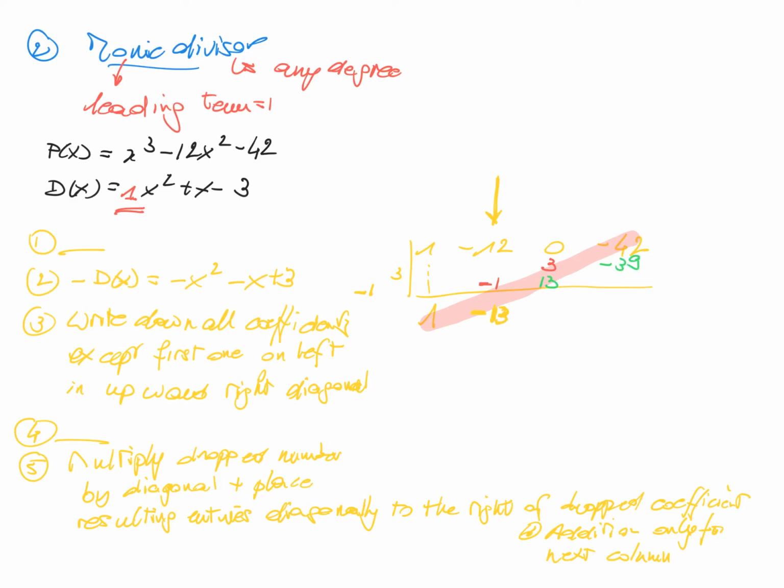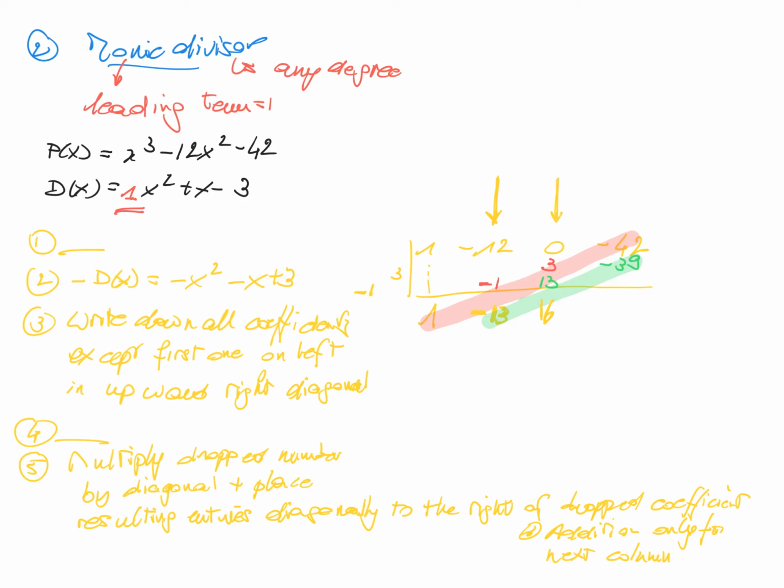So again, we make a right diagonal starting from -13. We then perform the addition in the next column, so in the third column. 3 plus 13 is 16. And then basically you repeat this process as long as you can write all of the terms below another term. So as long as you can do the multiplication with all the coefficients on the left side and still write them in a column on the right side.